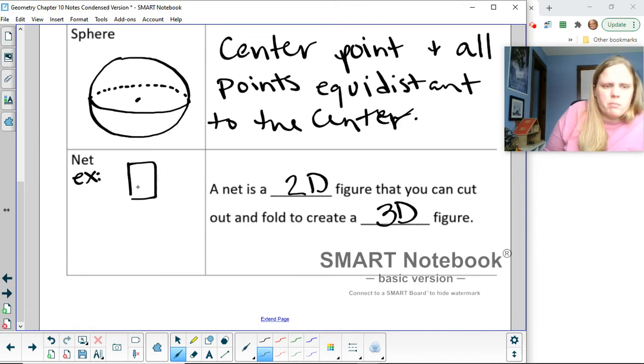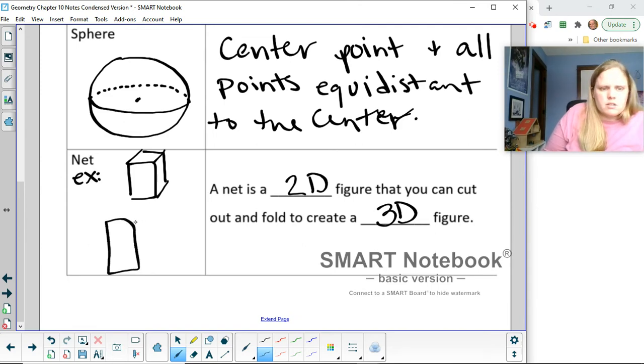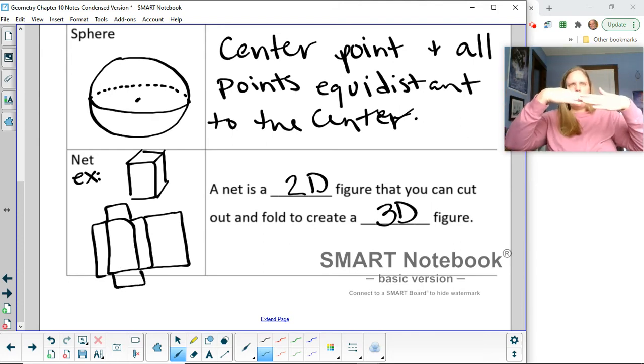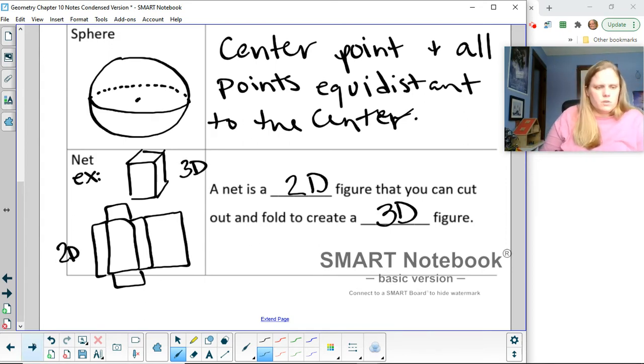Let's say I had that cereal box. If I were to unfold the cereal box, I would have the front, the nutritional label, the ingredients, the back, the top flap, and the bottom flap. And I realize on a cereal box there's two flaps on the top, but just thinking about just the box itself. So this here would be the net. This is the 2D of the 3D version.